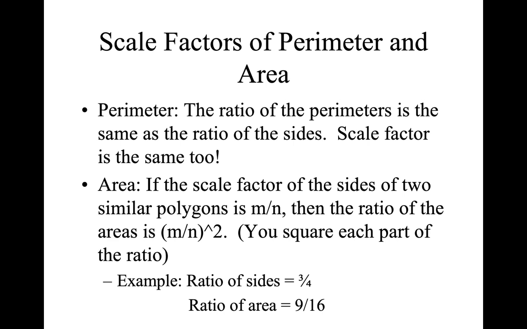So if the ratio of your sides is 3/4, then to get the ratio of your area, you have to square that. 3 times 3 is 9. 4 times 4 is 16. So your ratio of your area is 9/16. And I'm going to give you a little supplementary video for this, okay? So don't worry about whether or not this clicked yet.